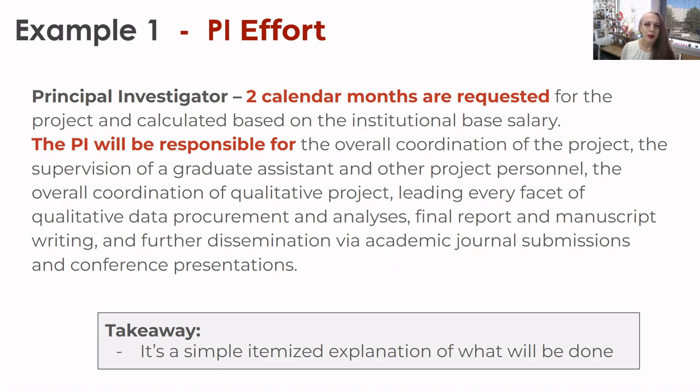One example, PI effort. Let's go through this together. Principal investigator. 2 calendar months are requested for the project and calculated based on the institutional base salary. The PI will be responsible for, and it describes what the PI will do. As you can notice, and the takeaway from this, please pause the screen and read the text if you would like, but the takeaway from here is it's basically a simple itemized explanation of what will be done. It's not a huge justification of why. That belongs in the full narrative, in the full description of your project.